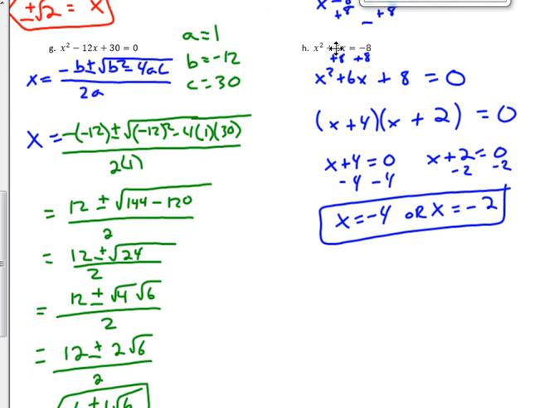That ends the front side of this review sheet.